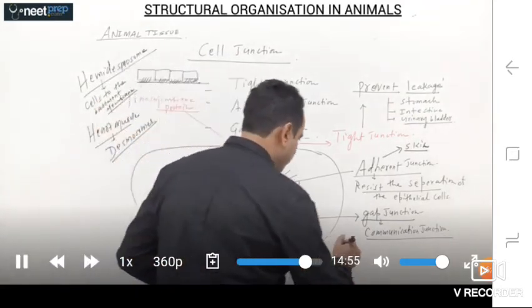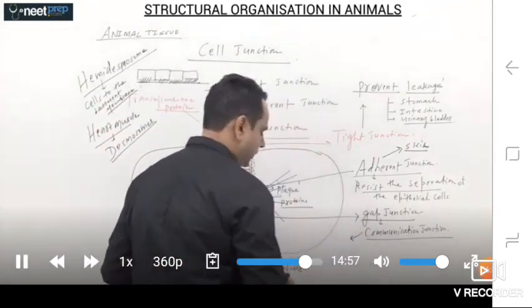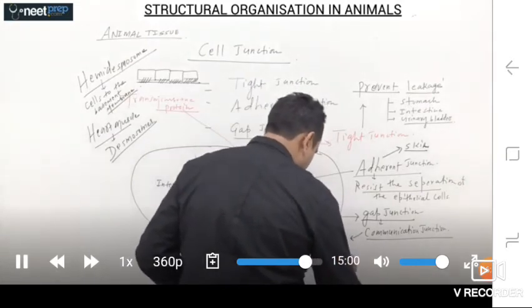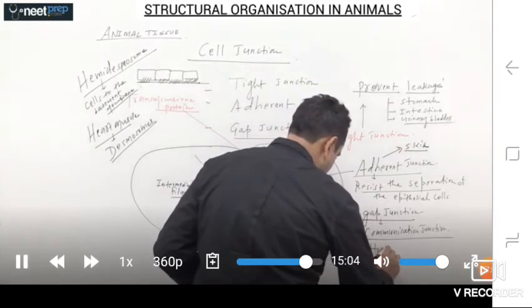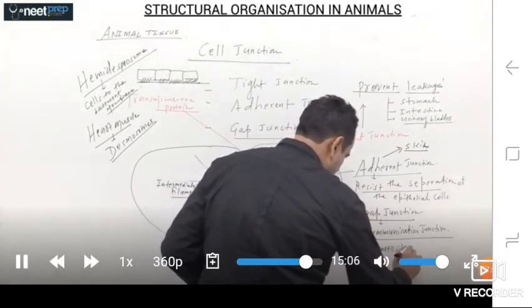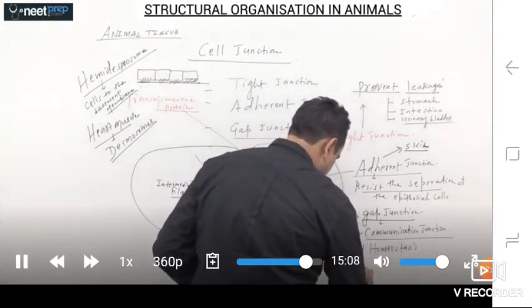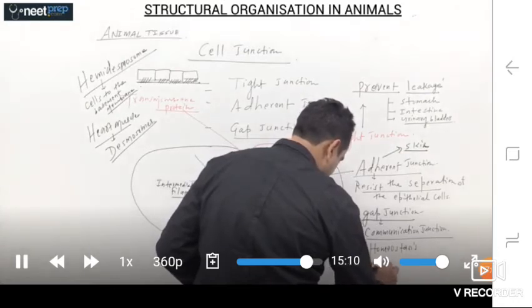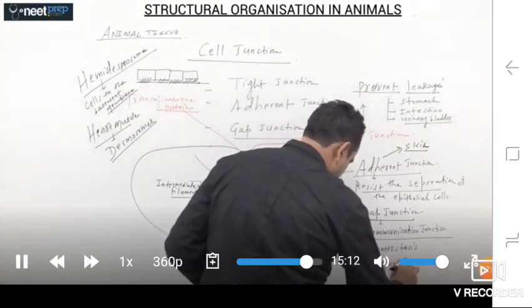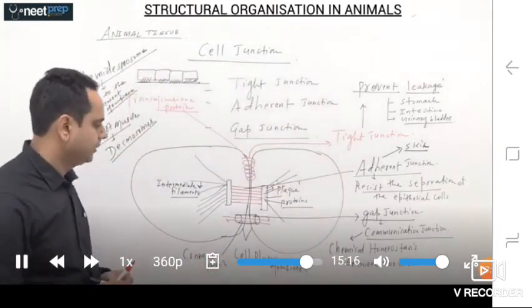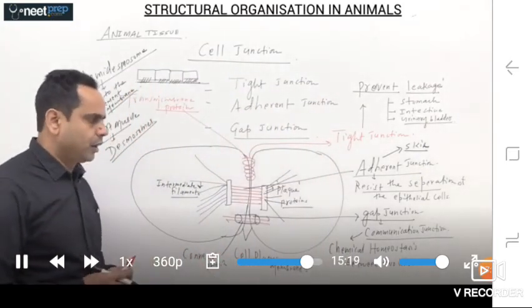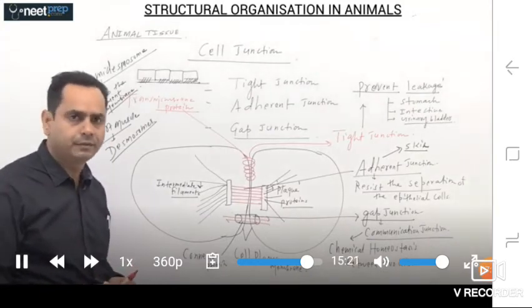So remember, these communication junctions maintain chemical homeostasis between the two cells. That's fine. So this is called gap junction.